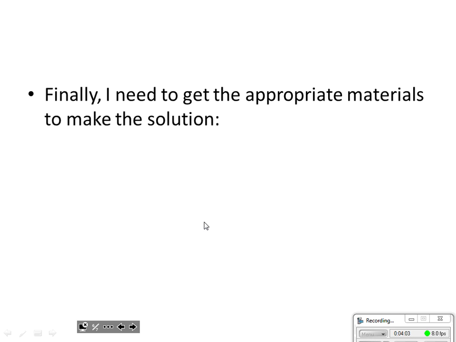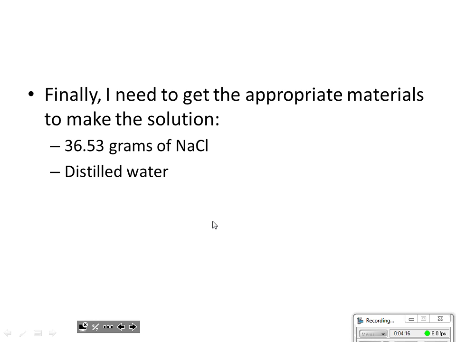Finally, I need to get the appropriate materials to make the solution. What am I going to need? Well, I'm going to need 36.53 grams of sodium chloride. I'm going to need distilled water. So what I would do is I would get a beaker. I'm at least going to need somewhere around 250 milliliters because that's how much I'm going to make. So I would get a beaker, probably my 400 milliliter beaker, and fill it with 300 milliliters of distilled water just to make sure I have plenty of distilled water.